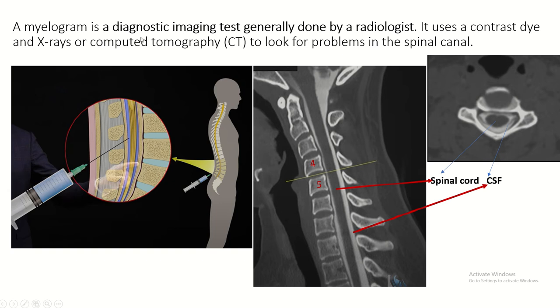A myelogram is a diagnostic imaging test generally done by the radiologist using a contrast dye and X-ray or computed tomography to look for problems in the spinal canal. So this is the spinal canal, and this is the spinal cord. This is the spinal cord, and this is CSF.